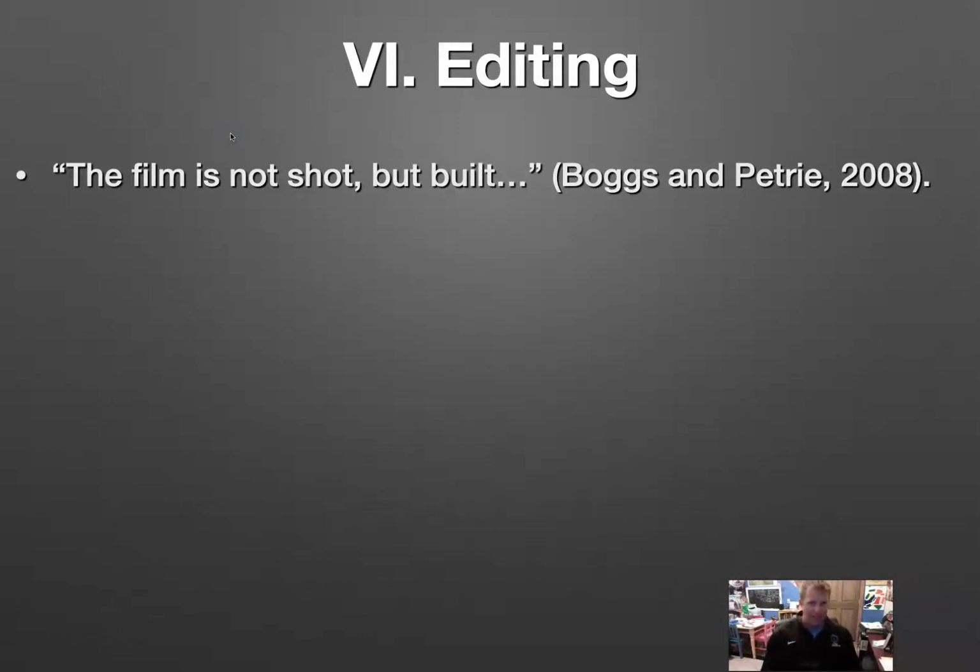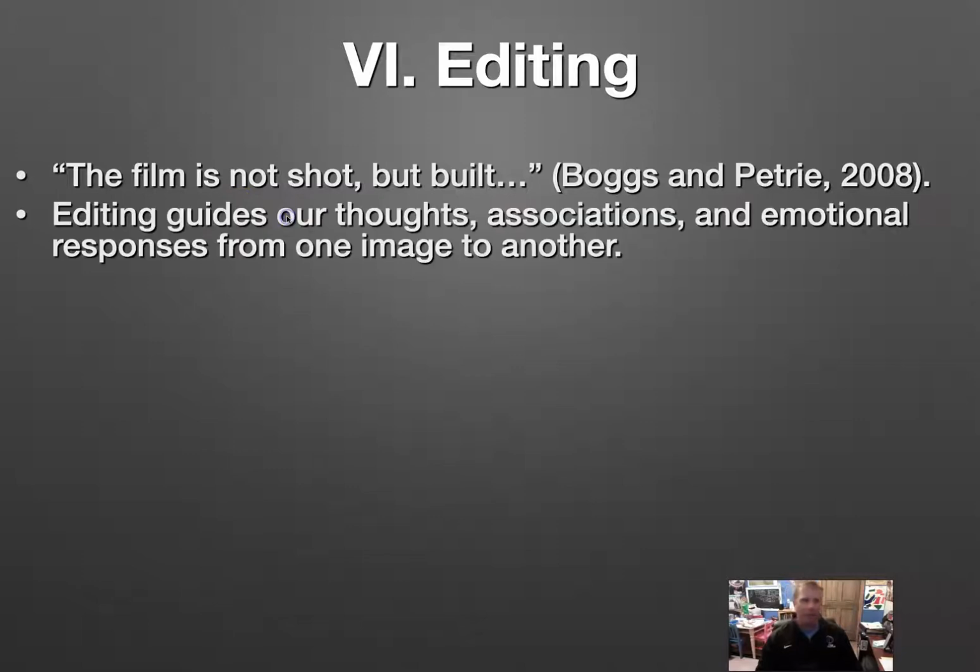The film is not shot, but it's built. Boggs and Petrie said that in their book that we use for the basis of this class. They don't shoot movies in order, I mean, rarely do they do that. They have to shoot it, and they take multiple takes, and then they piece together which is the best one, and they edit for pacing, for emotional content, for a variety of reasons.